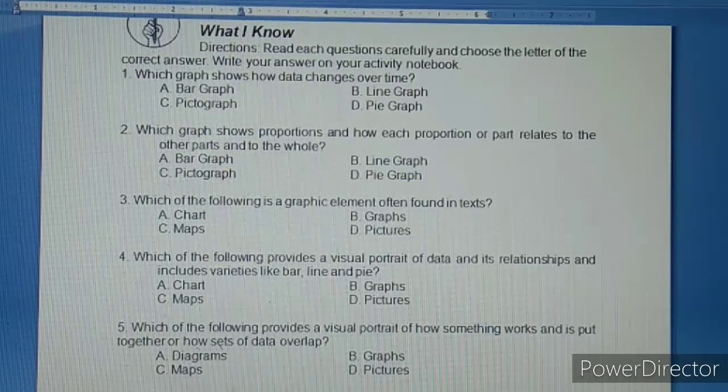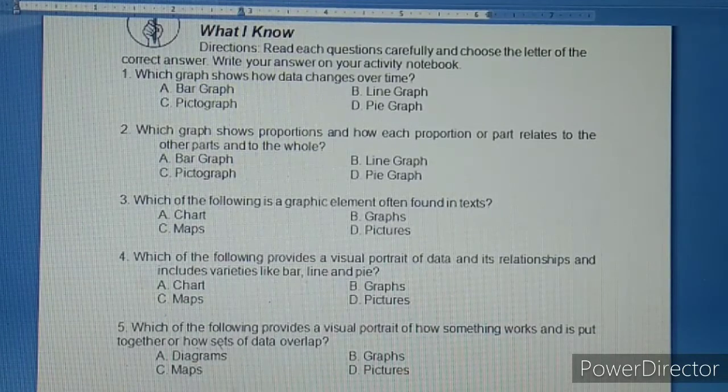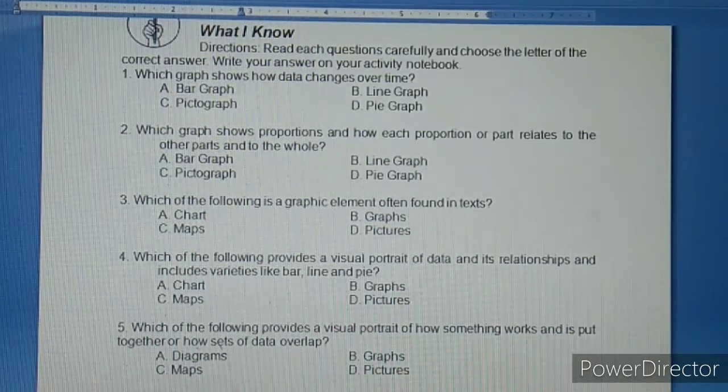Now here is your first activity for lesson 2. Here are the directions. Read each question carefully and choose the letter of the correct answer. Write your answers in your answer sheet. Number 1. Which graph shows how data changes over time? A. Bar graph. B. Line graph. C. Pictograph. Or D. Pie graph. The correct answer is letter B. Line graph.